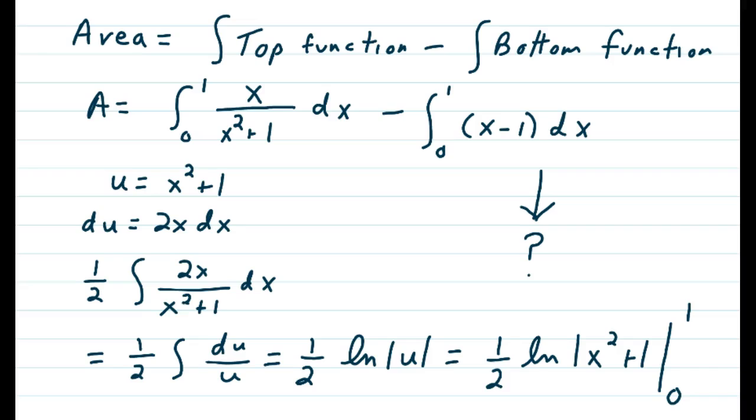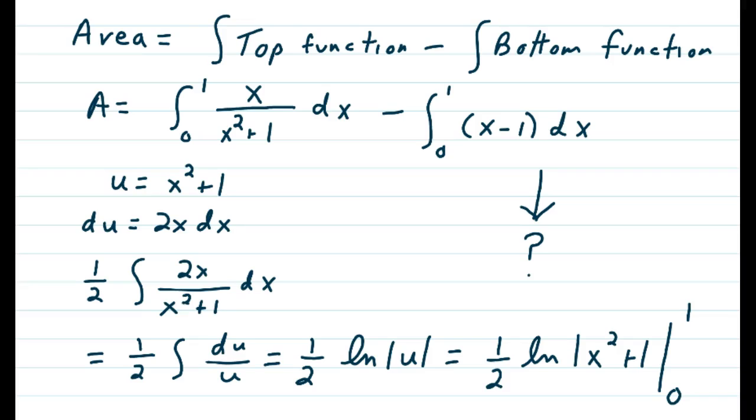So there's no rule for this, so we let u equal x squared plus 1. du is 2x dx. We don't have a 2 up there, so we'll put a 2 up there and balance it by putting a half on the outside. So we get 1/2 integral of 2x dx over x squared plus 1.